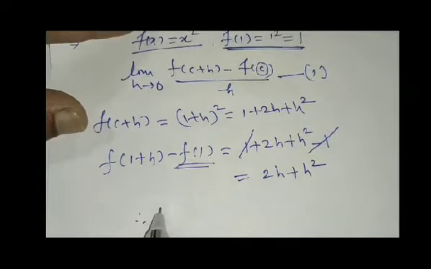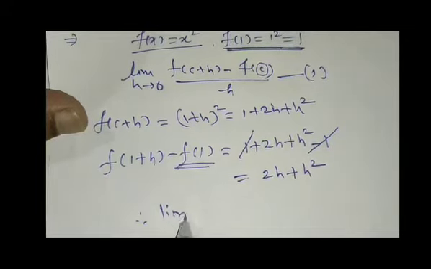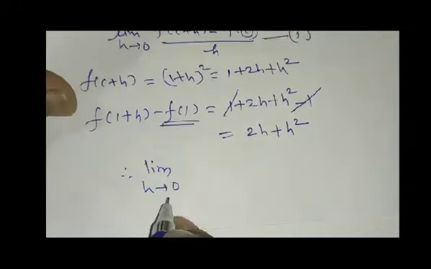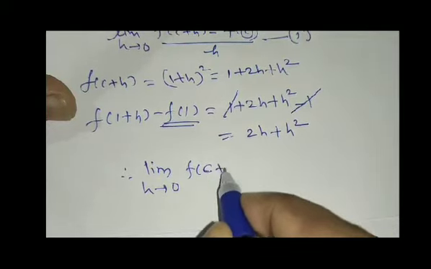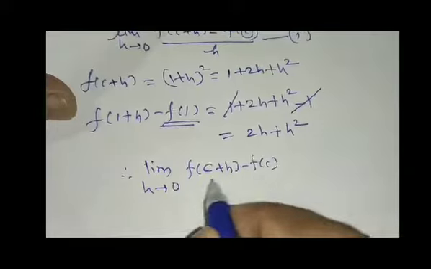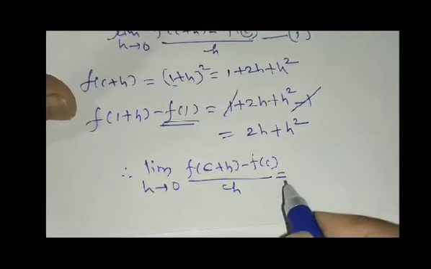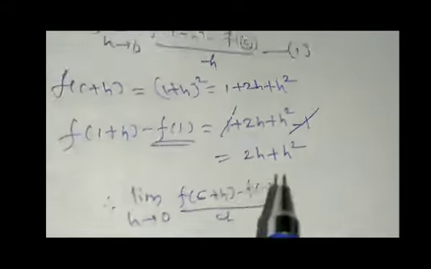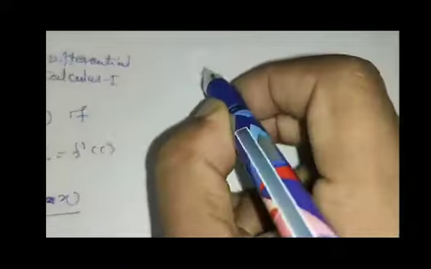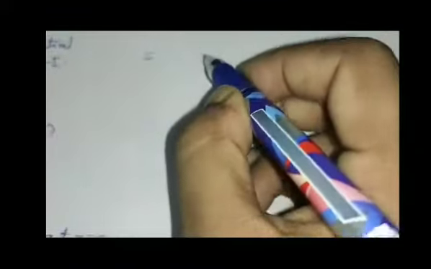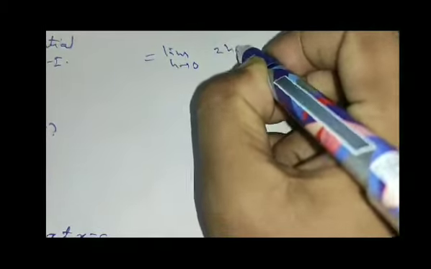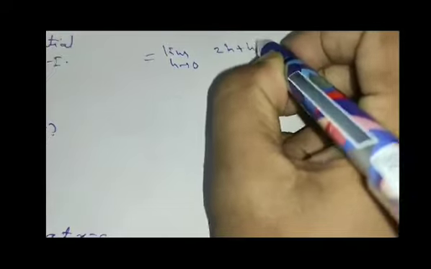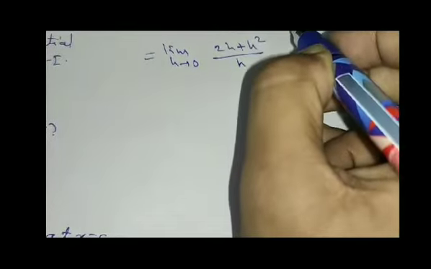So we get limit h tends to 0, f of c plus h minus f of c divided by h is equal to limit h tends to 0 of f of c plus h minus f of c, that is 2h plus h square, divided by h.